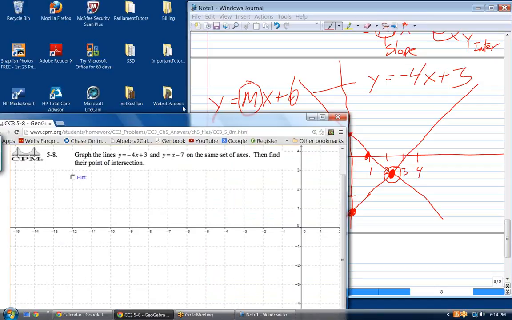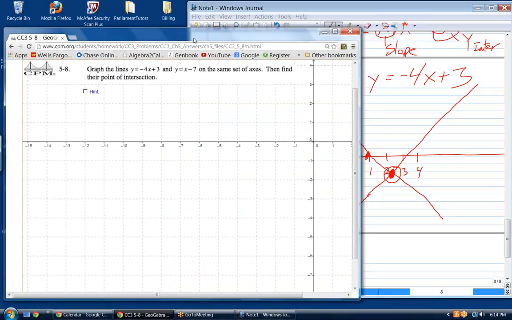Have you gotten yet to solving simultaneous equations? That seems a little advanced for you. I don't think so. Well, this is probably the introduction of it.